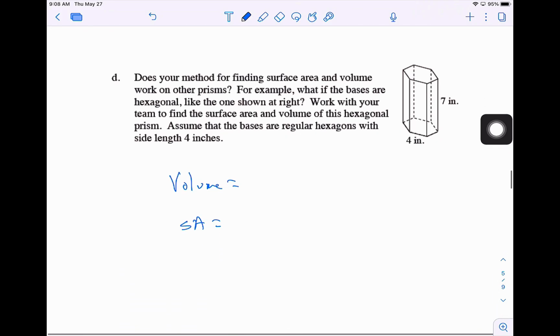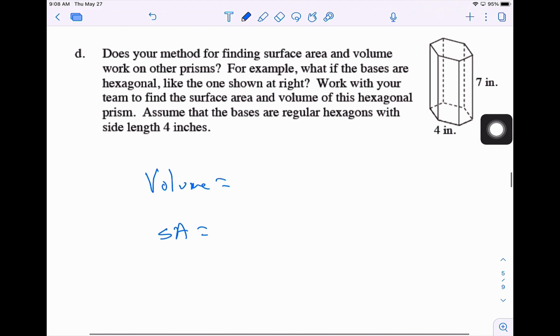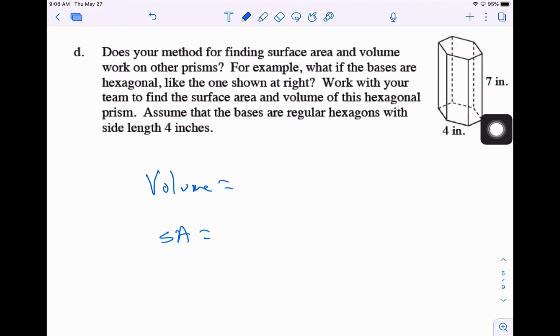Next page, we have a hexagonal prism. Same concepts. To find the volume, we need to find the area of the base, the area of the hexagon, and then give it some height. Then we'll multiply by 7. Surface area, same idea. Find the area of the 2 hexagons, top and bottom, and then you've got all those rectangular sides again that you have to add up. Okay, so there's the concept.